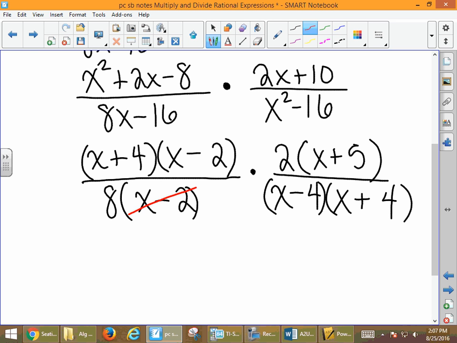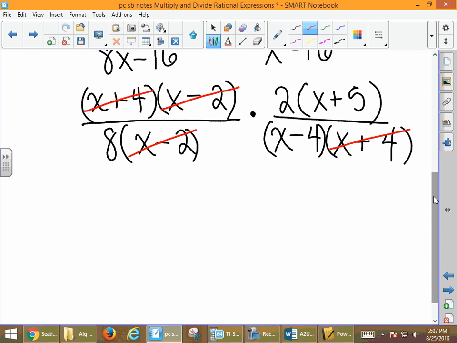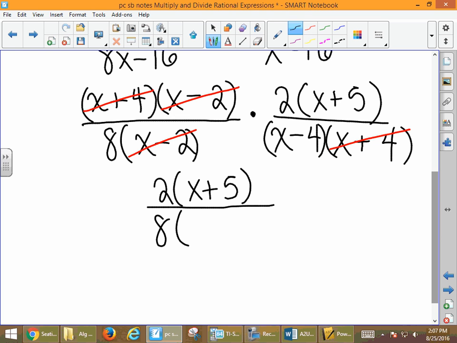X minus 2 and x minus 2. That should be exactly the same. We also have x plus 4 and x plus 4. So again, some of you may need to rewrite and some of you might not need to rewrite. But at this point we have 2 times x plus 5 divided by 8 times x minus 4.